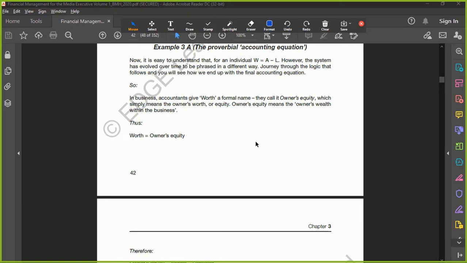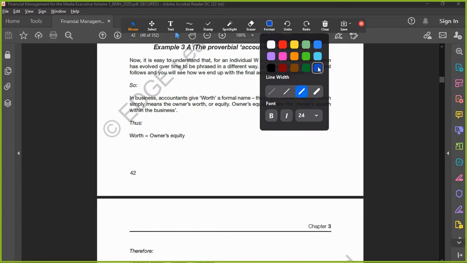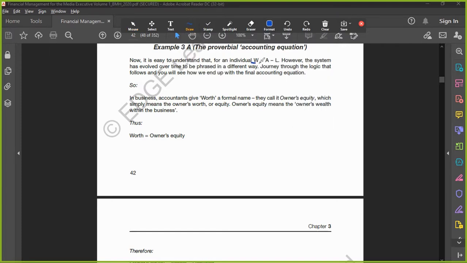To continue from part 1, we're now going to be looking at example 3a, which is focusing on the proverbial accounting equation. Just remember, when looking at the accounting equation, we spoke about O equals A minus L. They're just using W to refer to wealth. Wealth is owner's equity. Owner's equity is the correct accounting term to describe the wealth that a business or an individual would have. So, O equals A minus L. That's the accounting equation. Worth is described by owner's equity.